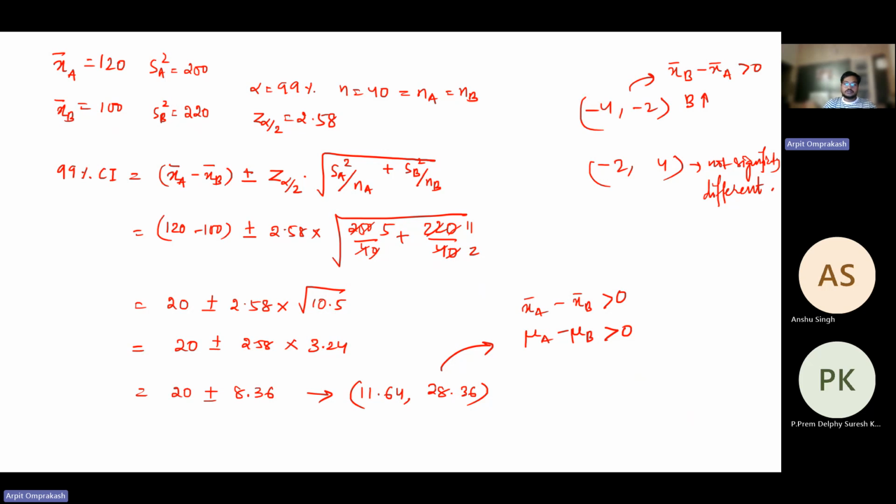But for our case, since all of this is positive, cell line A has a higher migration rate than cell line B. Is this clear?